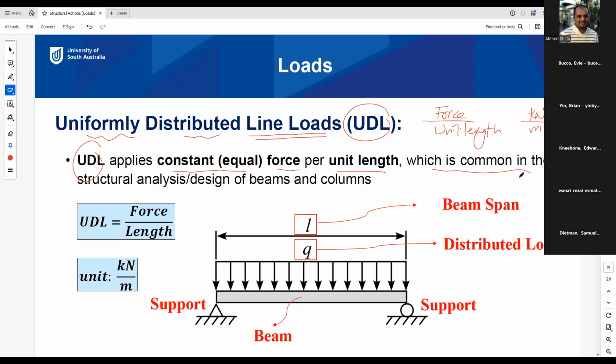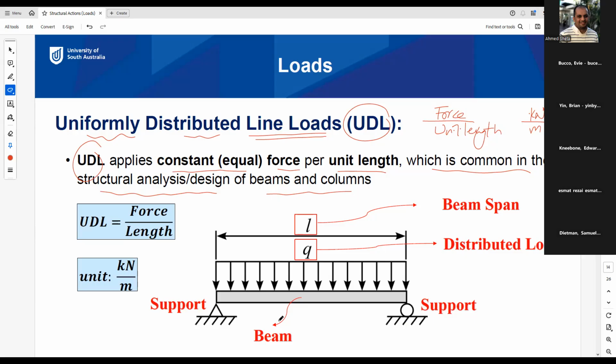This is common in our structural analysis and design of beams and columns. When we do the analysis of beams and columns, for example under wind load, we need to find the forces as distributed load over the beam or over the column. That's why it's important to know the uniformly distributed line load.